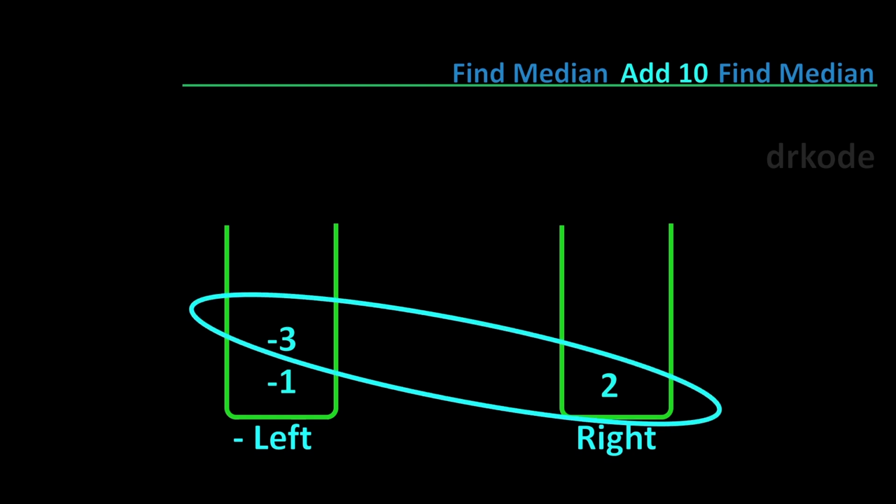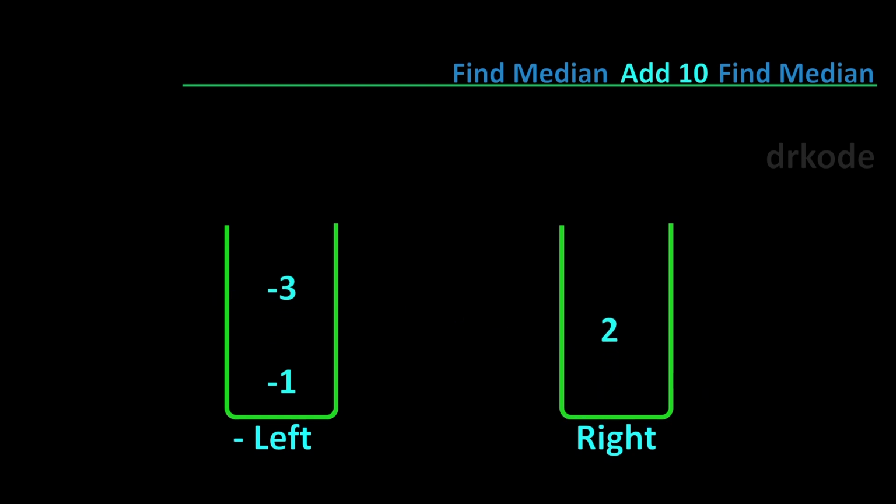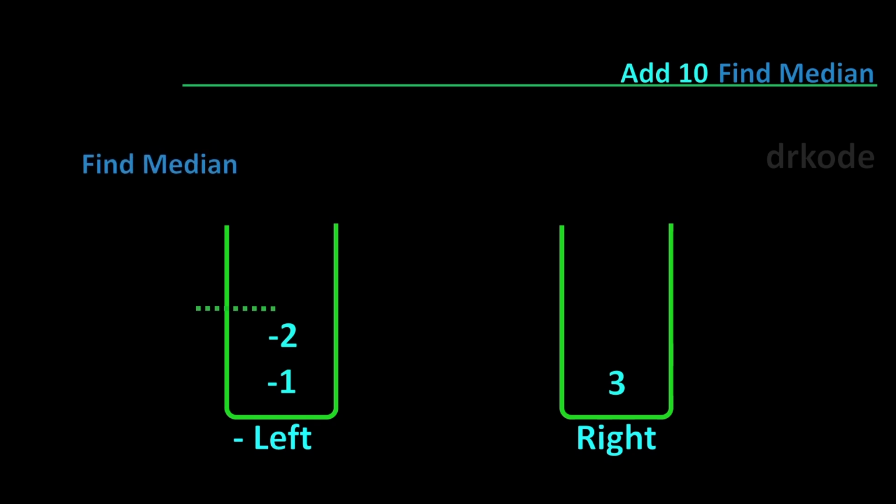3 and 2, it's not in the right sequence, so we just swap. And we have to keep in mind the value should be negative on the left, and on the right we have to change the state. Now we have to find the median. We check the length. Now we can see it's an odd length. So we just take the top value from the left and send it.